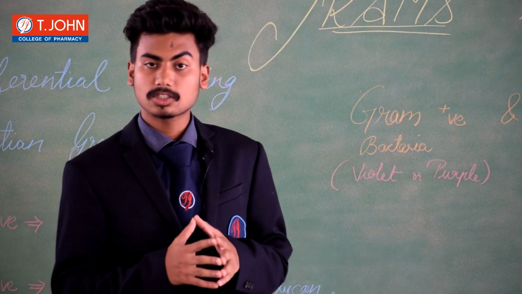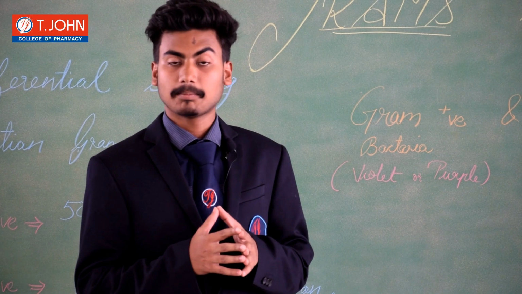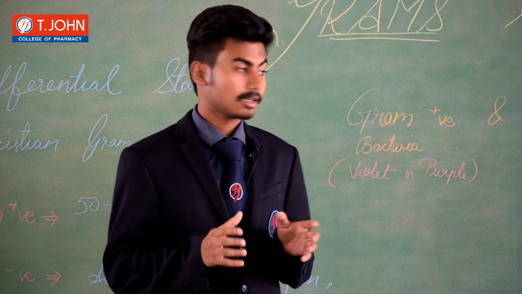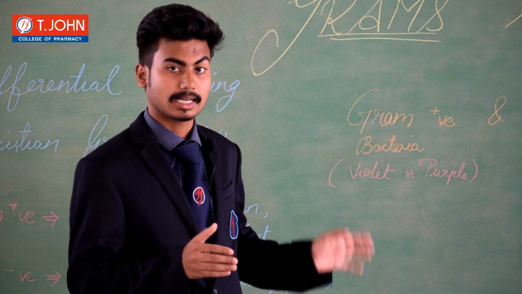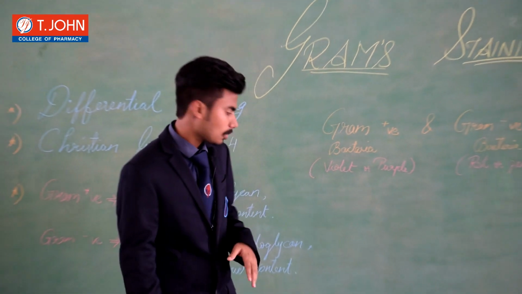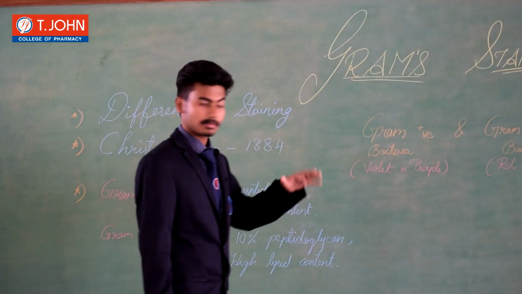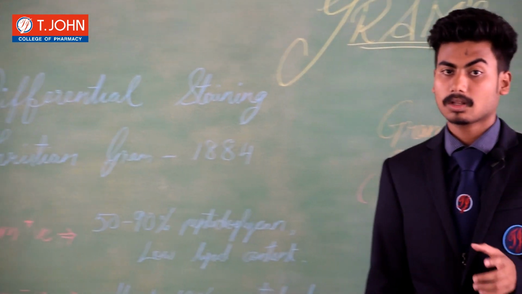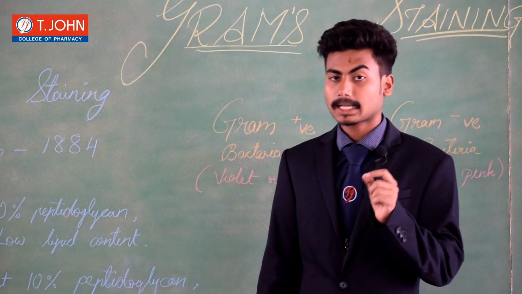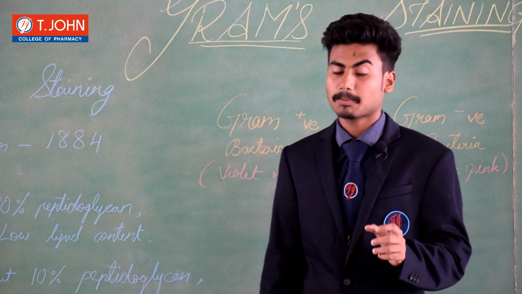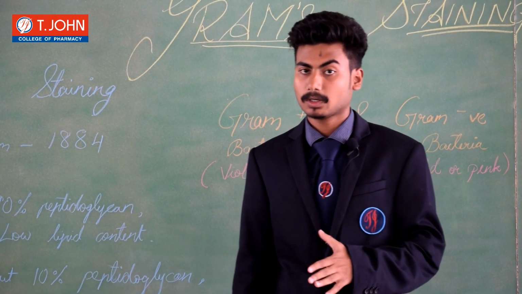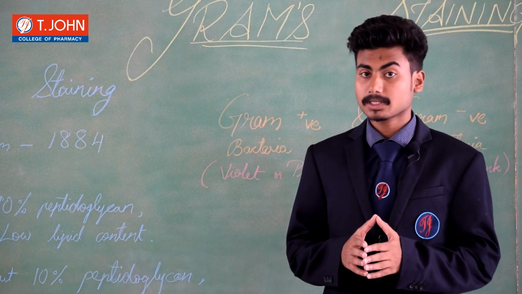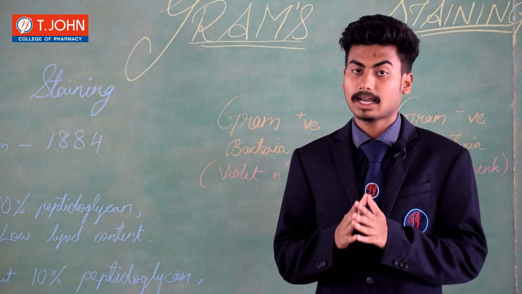So gram staining is used to establish the number of bacteria in a clinical specimen and to differentiate the bacteria, whether it is a gram negative or a gram positive. Moving into the gram staining principle and procedure, the main principle of gram staining is based on the cell membrane composition. The gram positive bacteria contains about 50 to 90% of peptidoglycan, whereas gram negative bacteria contains only 10% of peptidoglycan and has a high lipid content.